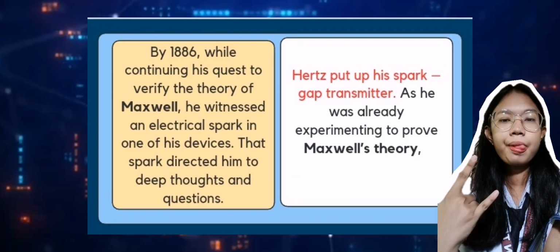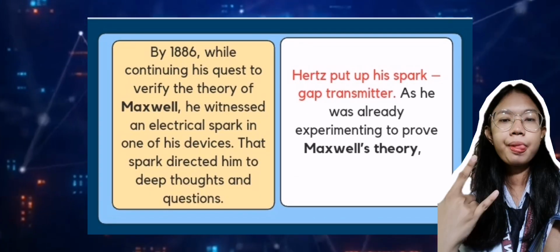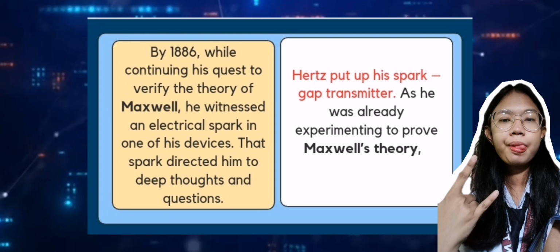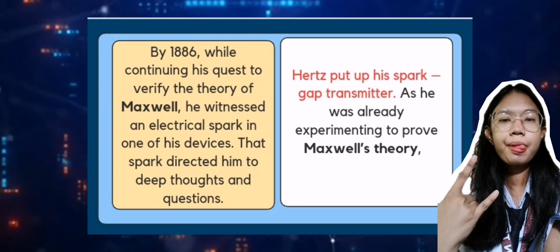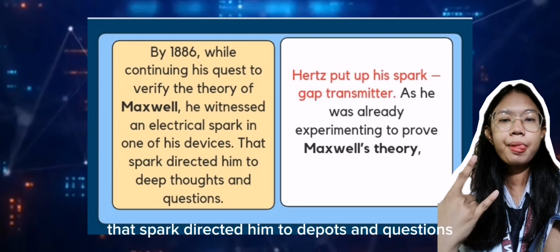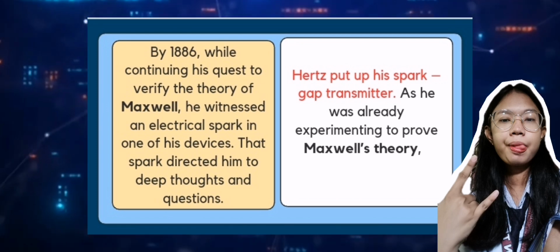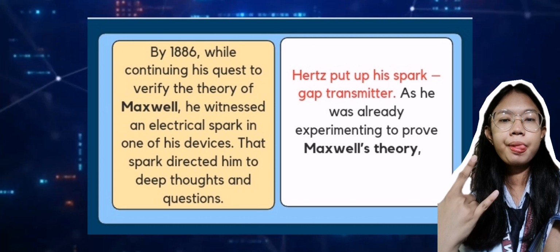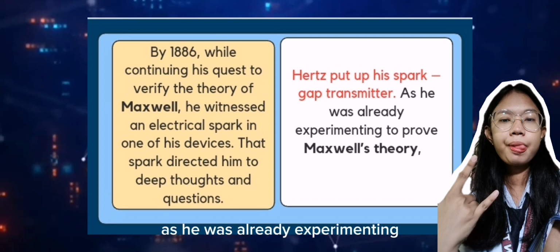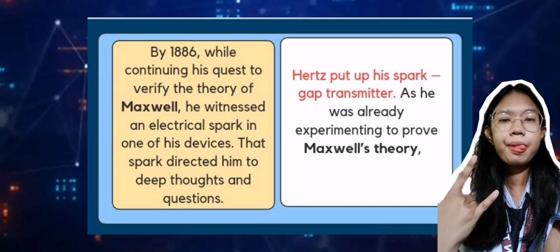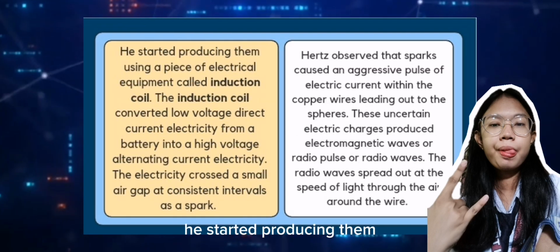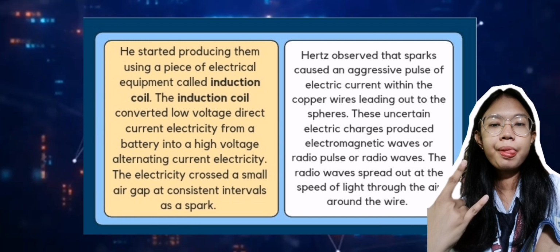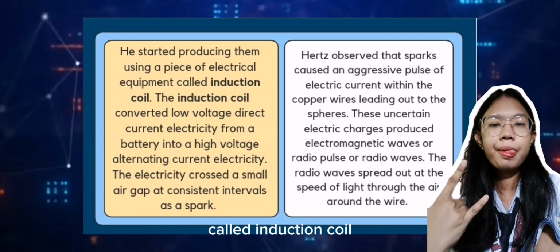And by 1886, while continuing his quest to verify the theory of Maxwell, he witnessed an electrical spark in one of his devices. That spark led him to deep thoughts and questions. Hertz put up his spark gap transmitter, as he was already experimenting to prove Maxwell's theory. He started producing them using a piece of electrical equipment called an induction coil.